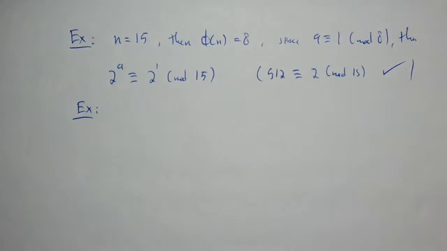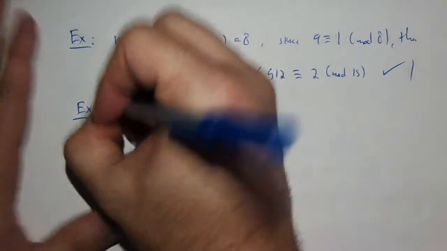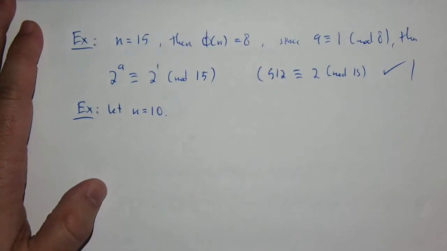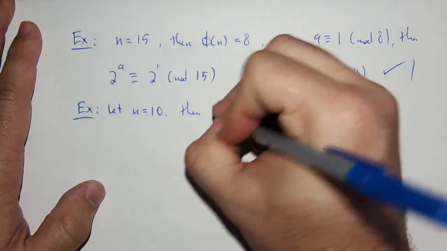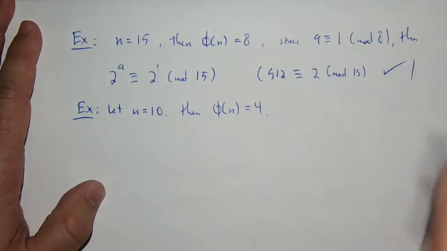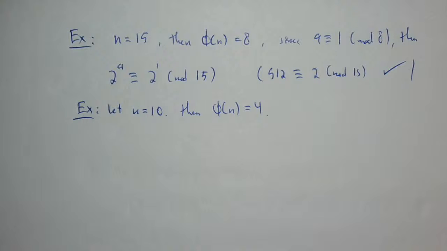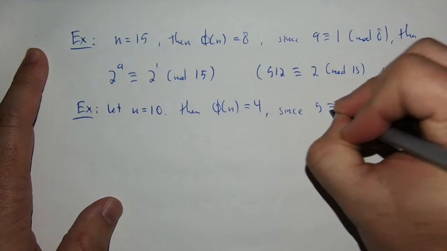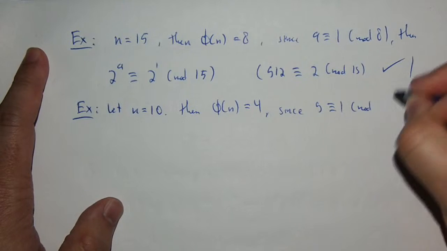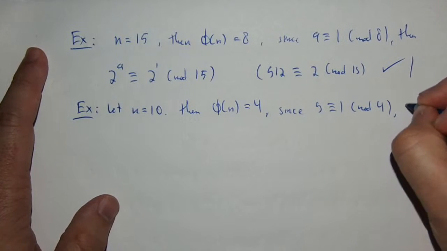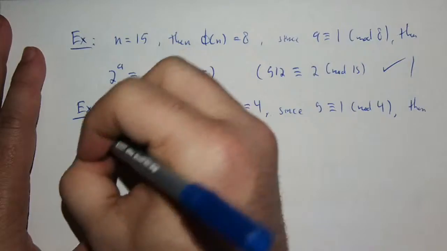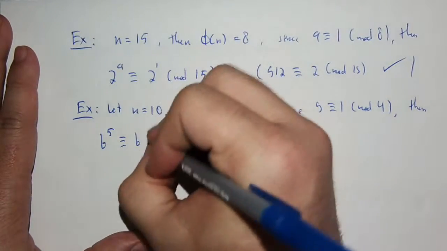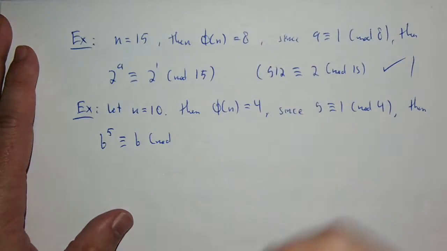Here's another example. Let n be 10. Then phi of n is equal to 4. And since 5 is congruent to 1 mod 4, then b to the 5th is congruent to b mod 10.